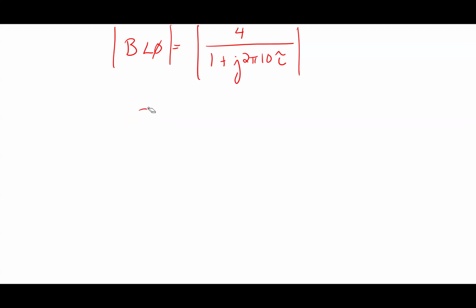That's equal to the magnitude. Go two ways here. The magnitude of the left side is b. What's the magnitude of the right? So it's always the magnitude of the top divided by the magnitude of the bottom, right? So what's the magnitude of the top? 4. What's the magnitude of the bottom?